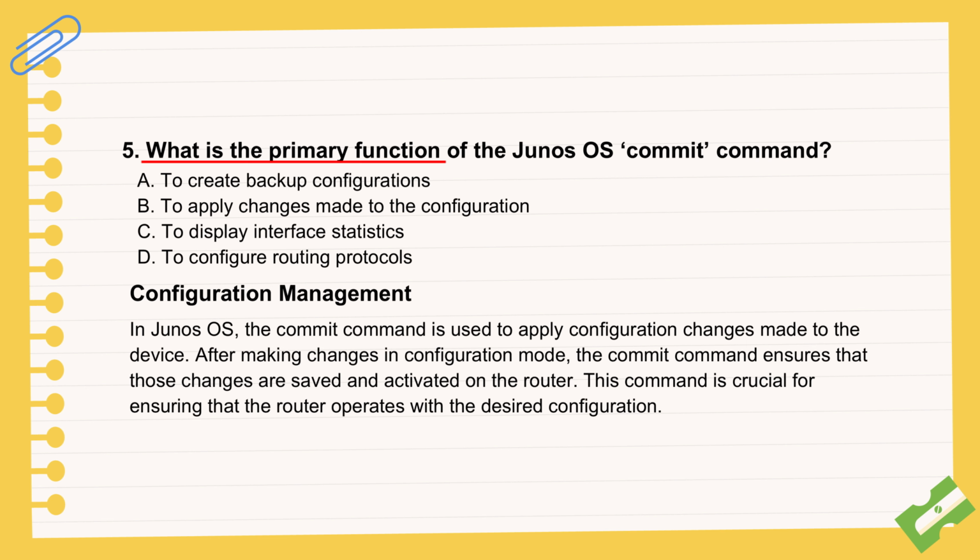Question 5. What's the primary function of the Junos OS commit command? Options: create backups, apply config changes, display interface stats, or configure routing protocols? Ah, the commit command, fundamental to Junos. The answer is to apply changes made to the configuration. Apply changes. So you type stuff in, but it doesn't actually do anything yet. Not until you commit. That's the interesting part of Junos config.